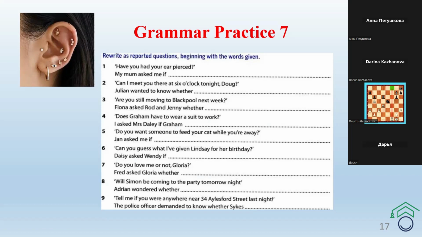Tell me if you were anywhere near 34 Aylesford Street last night. The police officer demanded to know whether Sykes had been anywhere near 34 Aylesford Street the previous night. We have were in the first sentence, it is past simple. And in reported speech, we have to switch past simple to past perfect. Whether Sykes had been. And now last night changes to the previous night. Well done. Excellent.